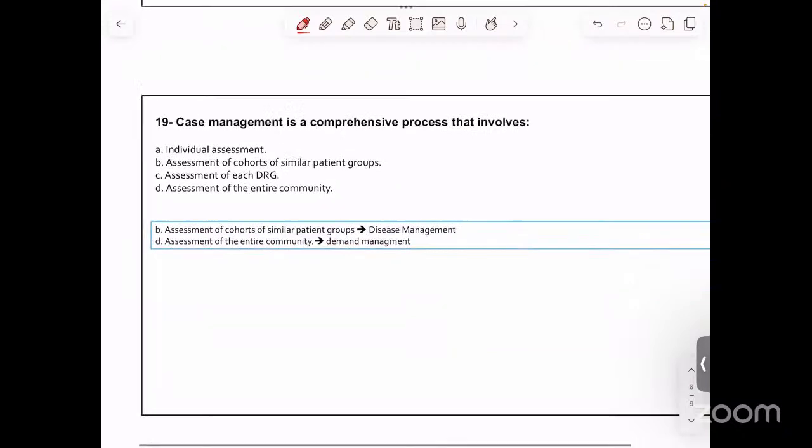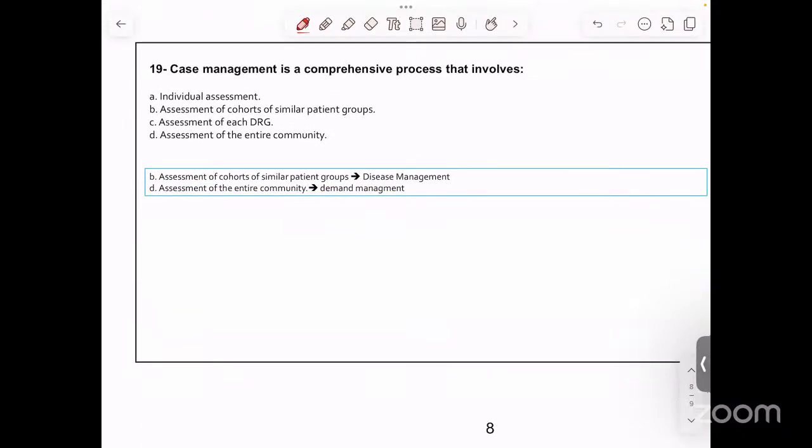Case management is a comprehensive process that involves, okay, letter A, individual assessment. B, assessment of cohorts of similar patient groups. C, assessment of each DRG. D, assessment of the entire community. What's your answer? Yes, assessment of cohorts.